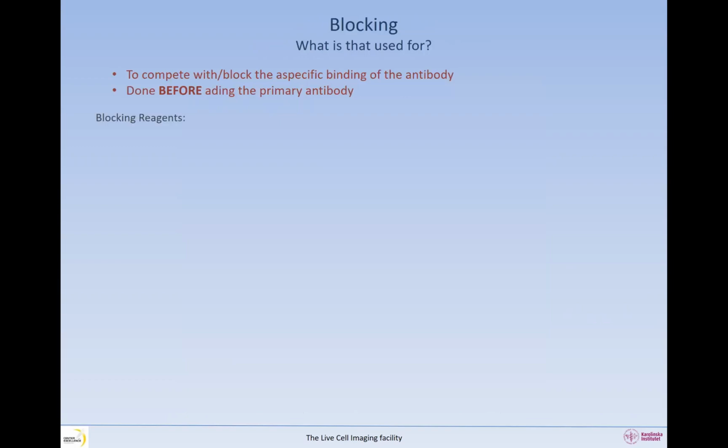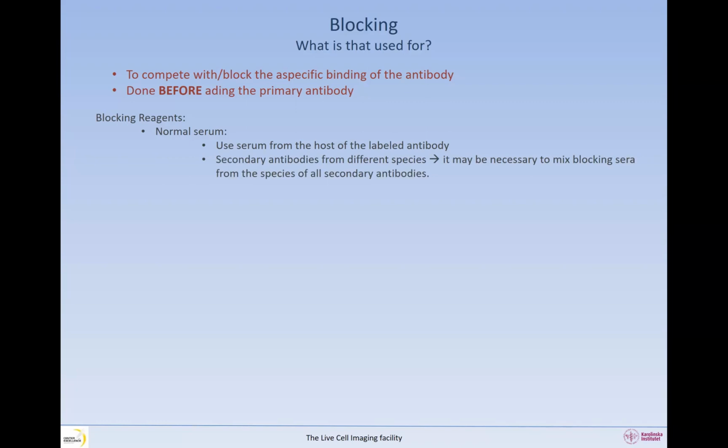The blocking: we have different blocking agents to compete with the specific binding of the antibody, and it is done before adding the primary antibody. We have different blocking agents. Normal serum, which should be from the host of the labeled antibody. So if you have antibodies from different species, it might be necessary to mix the blocking sera from the species of all the secondary antibodies. You can have protein buffers, which are the classical ones we are using: BSA, non-fat milk, casein.